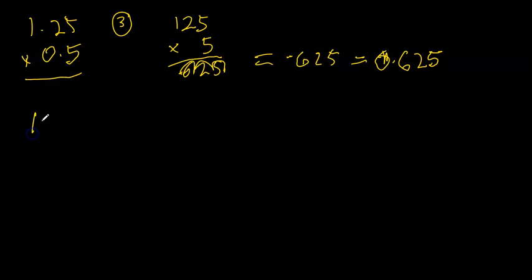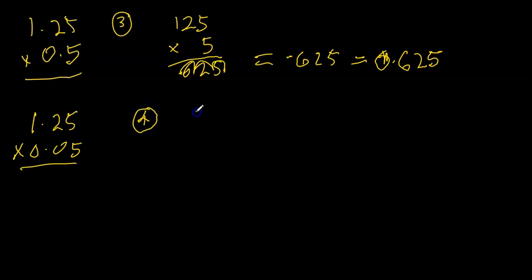So let's do another one. Let's say I have 1.25 times 0.05 to multiply. Same thing we did before. We count the number of decimal places. In this case, we have 4 decimal places: the first, second, third, fourth. We note that down somewhere.